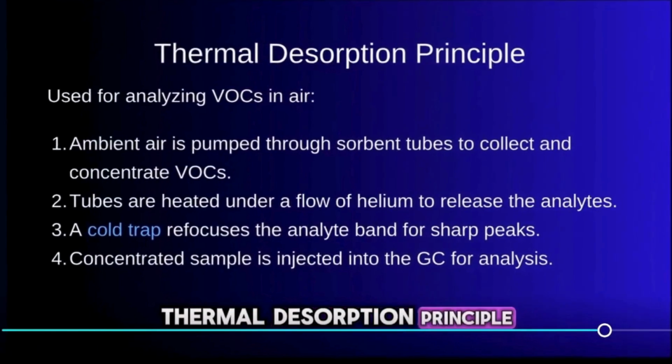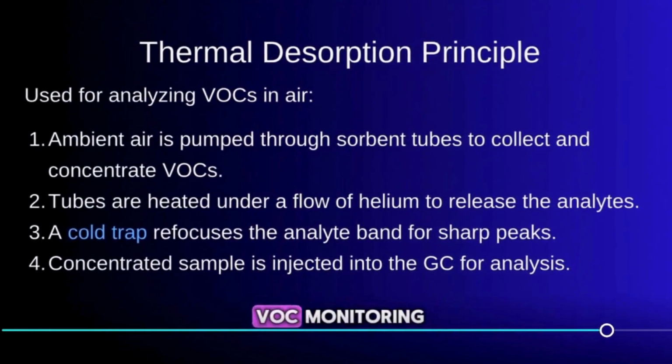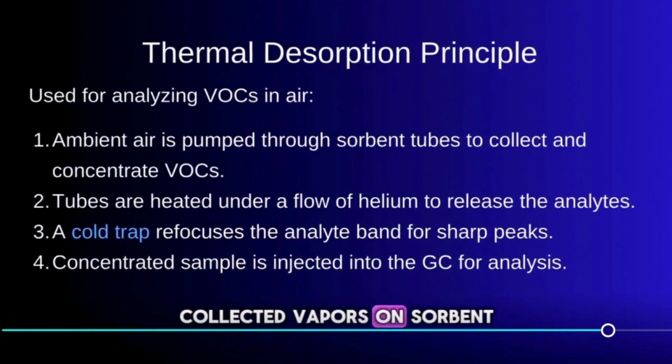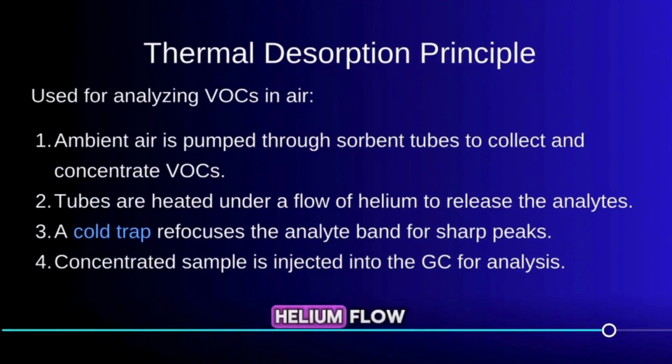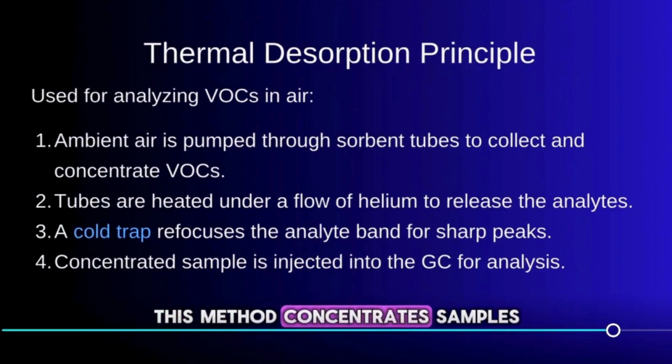Thermal desorption principle. Thermal desorption is ideal for air sampling and VOC monitoring. Collected vapors on sorbent tubes are heated under helium flow to release analytes. A cold trap focuses them into a sharp injection band for analysis. This method concentrates samples, enhances sensitivity, and ensures cleaner chromatograms.